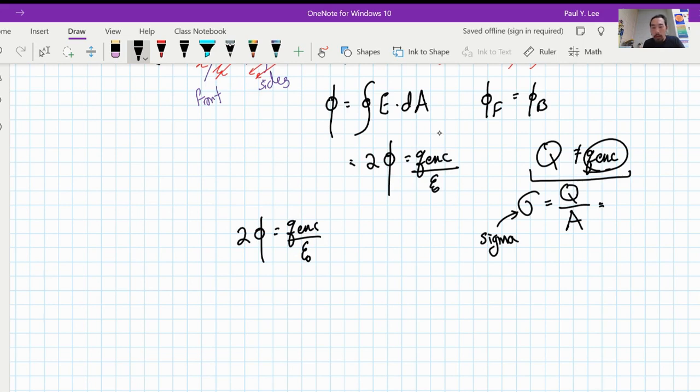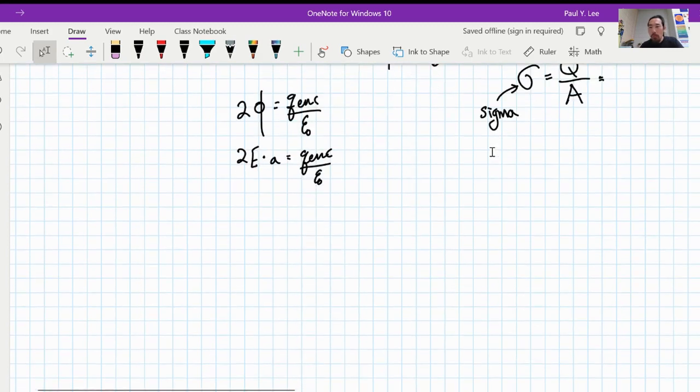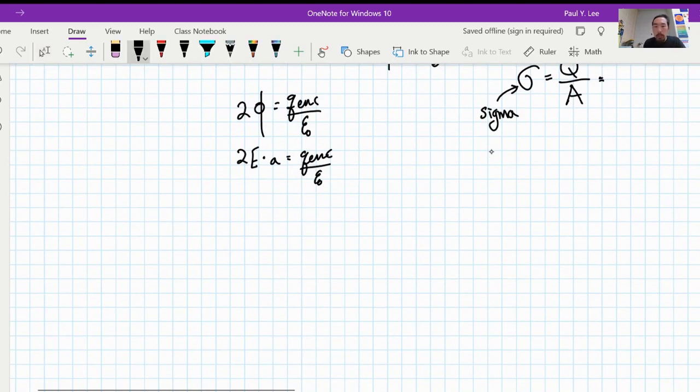And we know that phi, or flux, is equal to 2E times our tiny little section of the area. Okay, so I'm going to represent that with a lowercase a. You could probably do that as a dA as well. Is equal to Q enclosed over epsilon naught. All right, and the reason why I wanted to show you this here is because through some algebraic manipulation, we can say that 2E is equal to Q enclosed over A times epsilon naught.